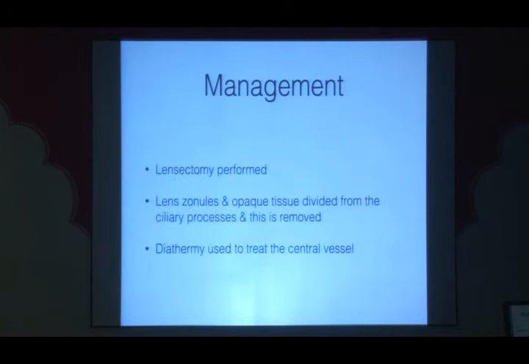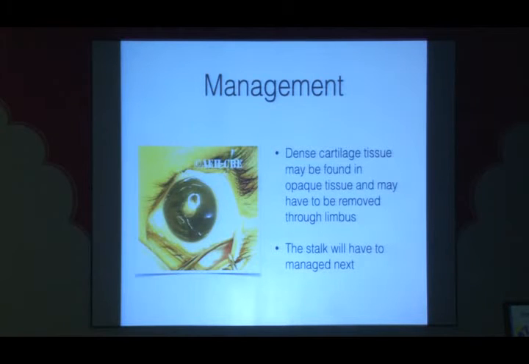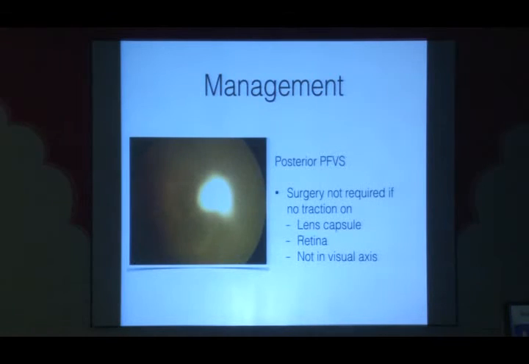So when there is anterior disease, you have to mainly sacrifice the lens, cut the opacity in the posterior capsule, and then cauterize the vessels which are there. Sometimes the presence of cartilage may need removal through the limbus, like a cataract surgery.